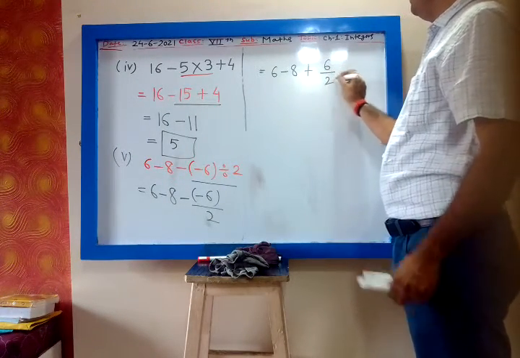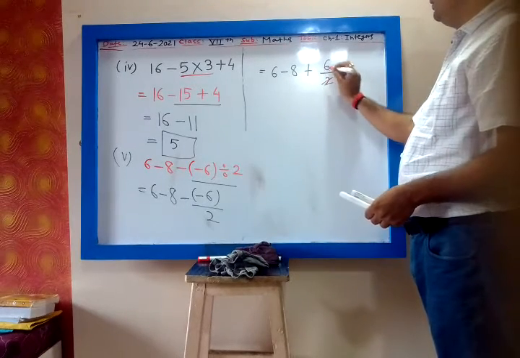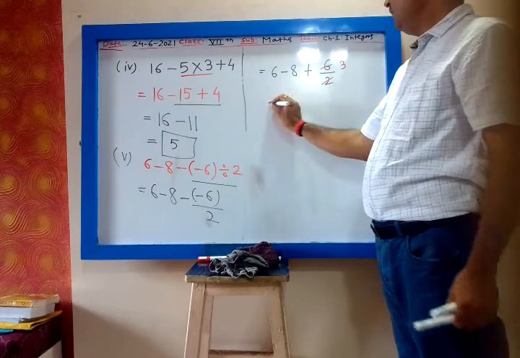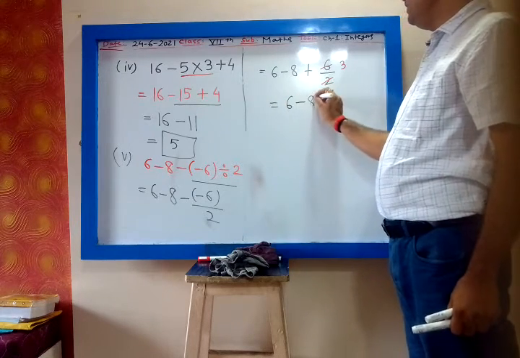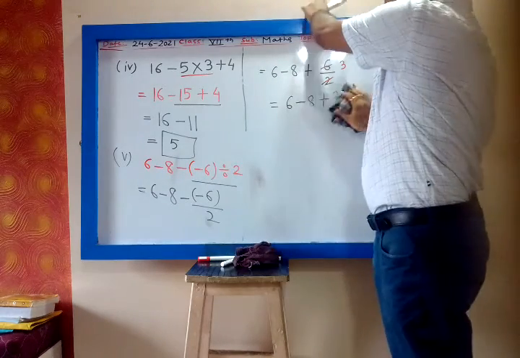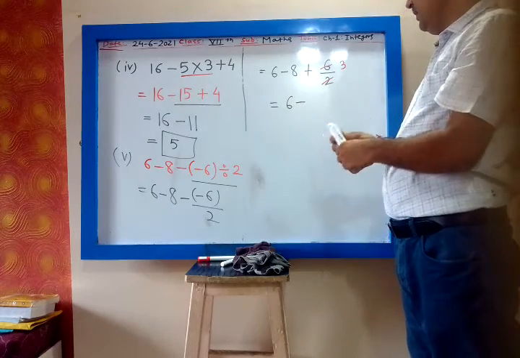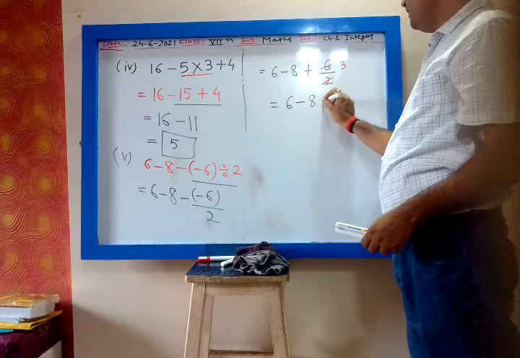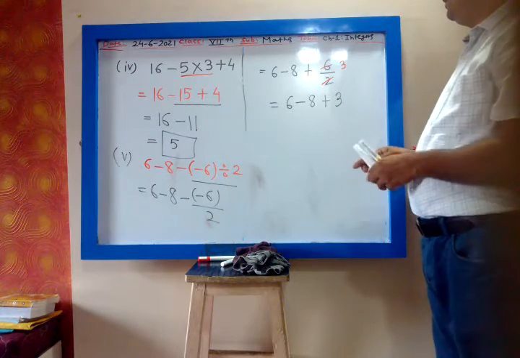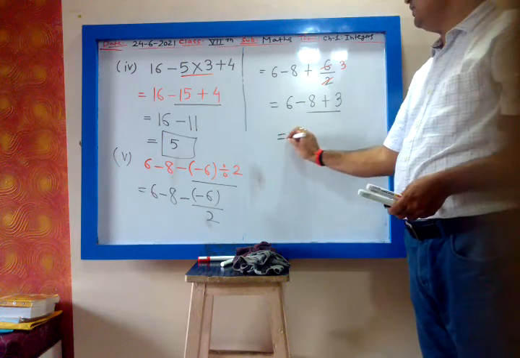Plus 6 upon 2. Now you can cancel 6 with 2. 2 ones are 2, 2 threes are 6. So this becomes 6 minus 8 plus 3. Now according to BODMAS, which is performed first? First we perform addition. So that will be 6.